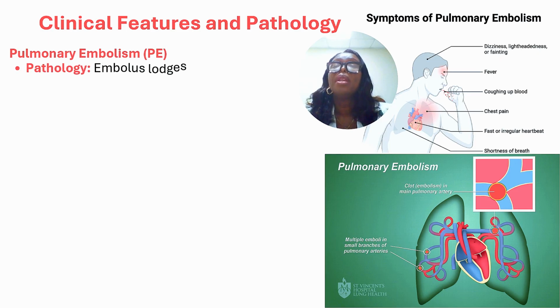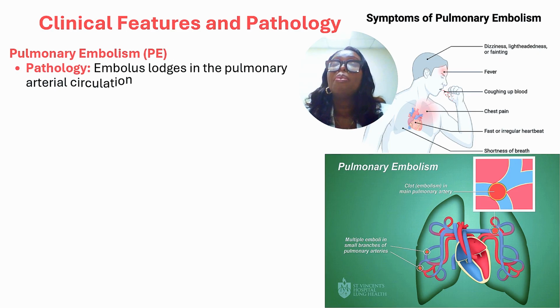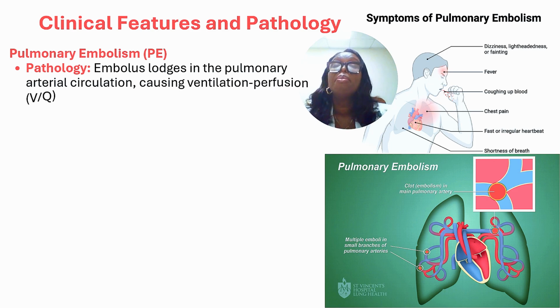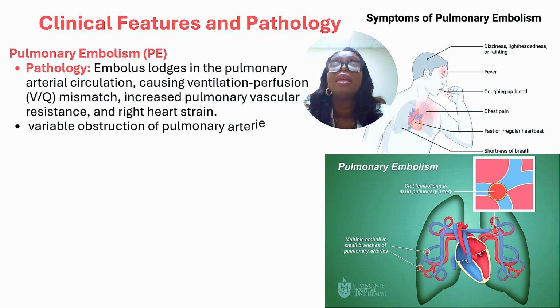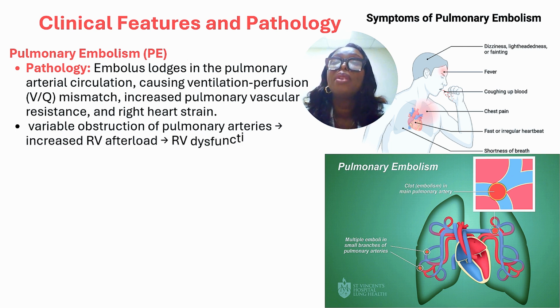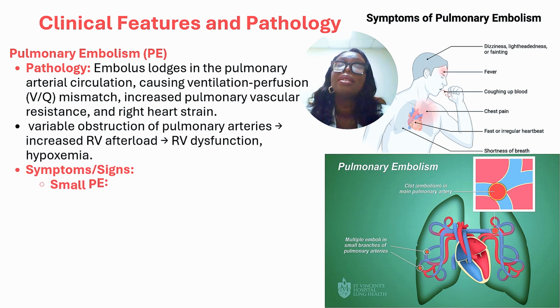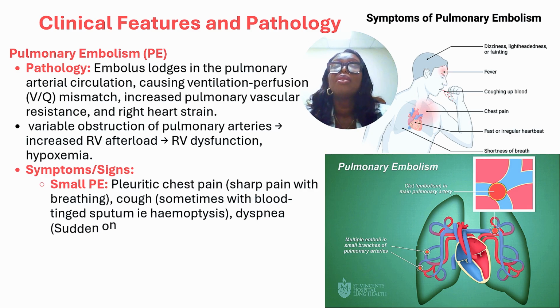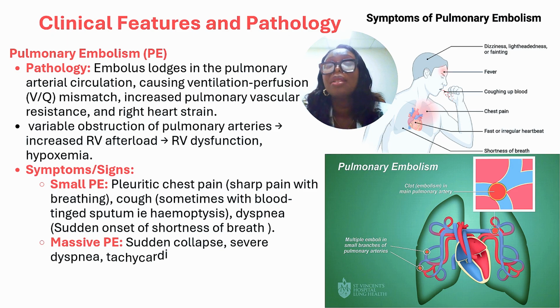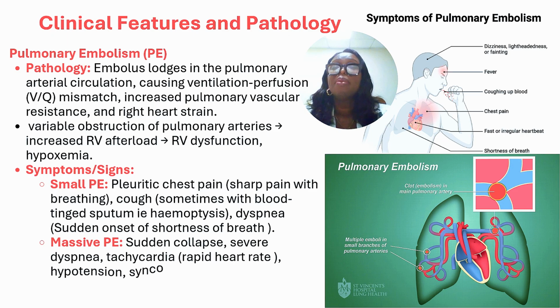Then we have pulmonary embolism. This is an embolus that lodges in the pulmonary arterial circulation, causing ventilation perfusion mismatch, increased pulmonary vascular resistance, and then right heart strain. Variable obstruction of pulmonary arteries leads to increased right afterload and then right ventricular dysfunction. That is hypoxemia. For symptoms, we have small pulmonary embolism and then massive pulmonary embolism.